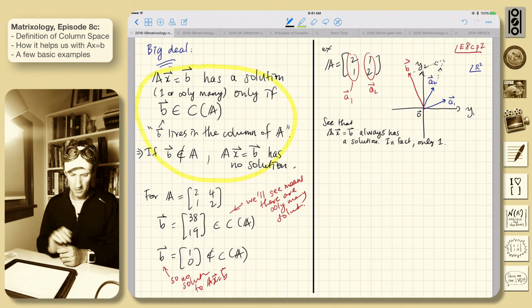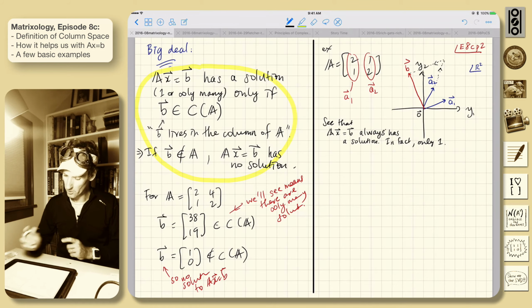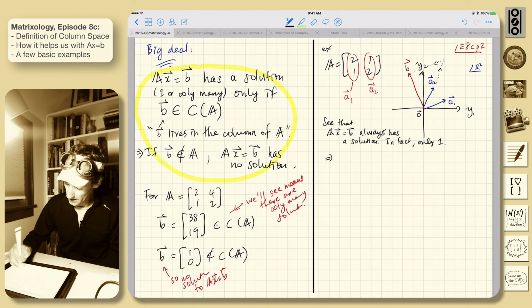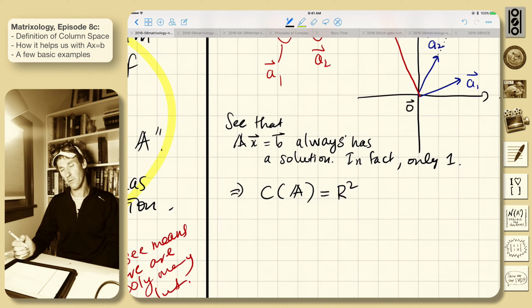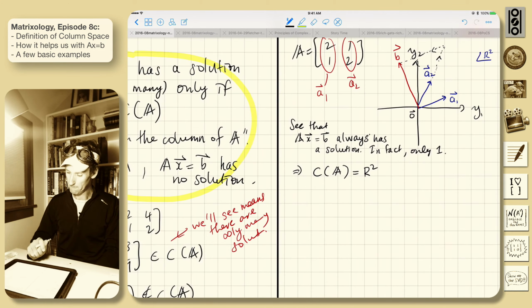Okay, so this one could get everything. In this case, we'd say this is what we get to: the column space of A equals R2. You can't get a B outside of R2. Right. Another example.